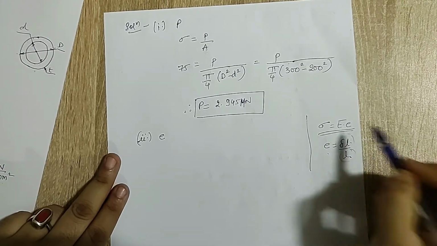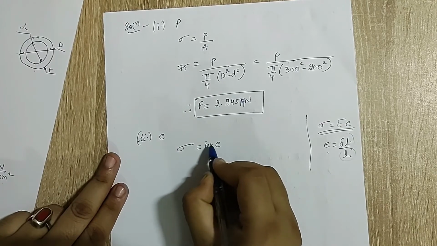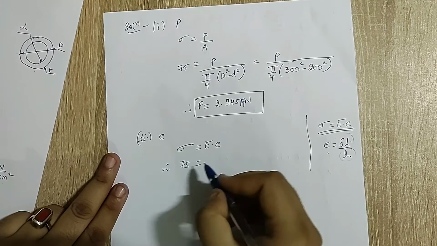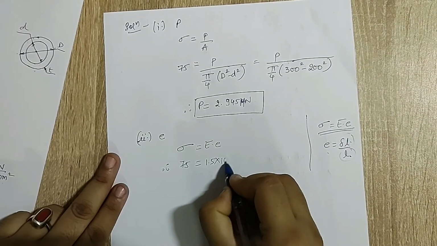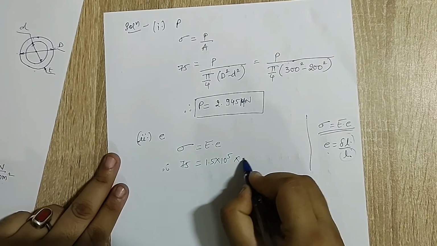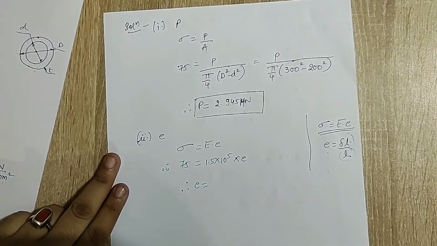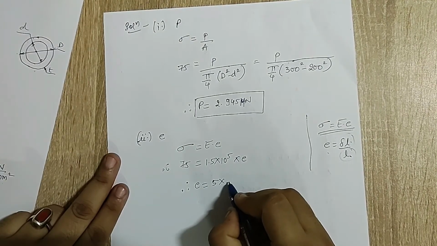So I will have to stick to this first formula, that is sigma is equal to capital E into small e. The value of sigma is 75. Value of E I found to be 1.5 into 10 raised to 5, and I need to find the value of small e, which turns out to be 5 into 10 raised to minus 4.